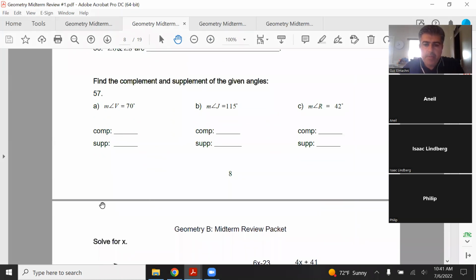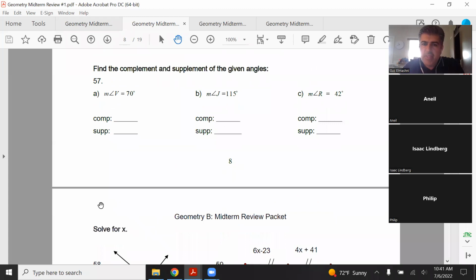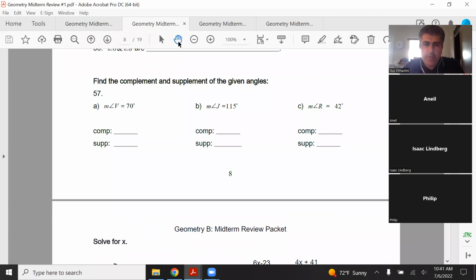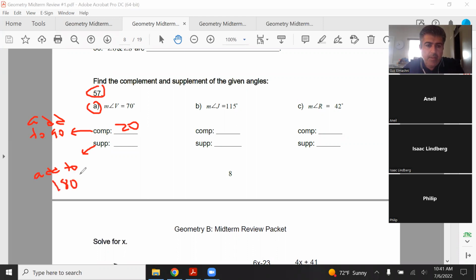You asked to find complements and supplements, so I'll do 57A, and I'll have you guys do B and C really quickly. So for 57A, if you have angle V is 70, the complement is 20. Remember, complement means add to 90. Supplement means add to 180. So that's 110.